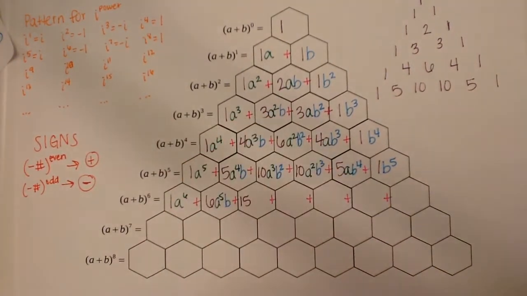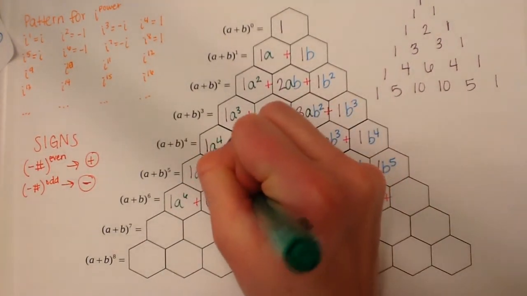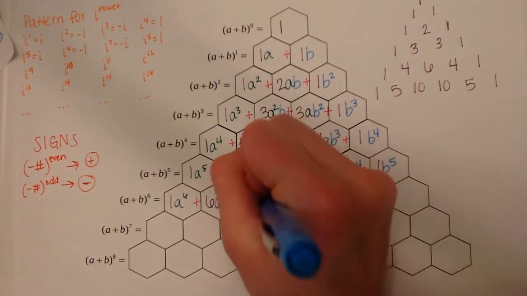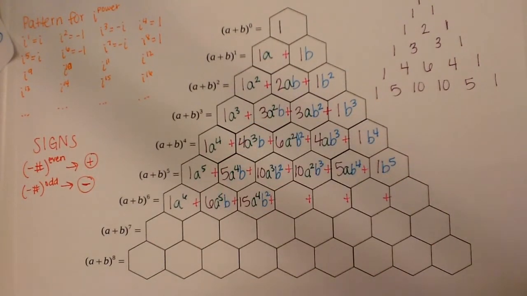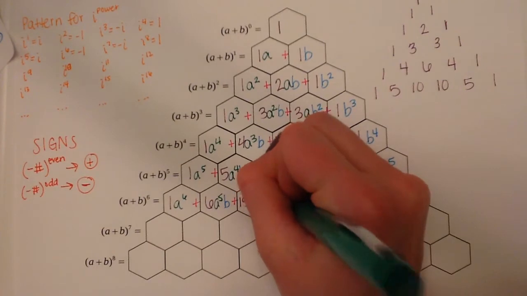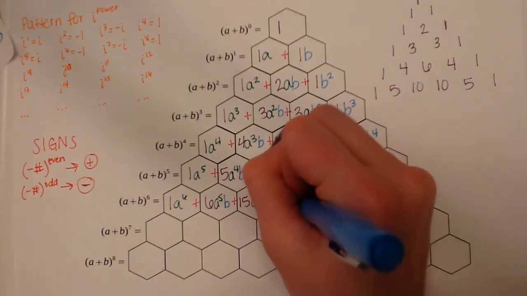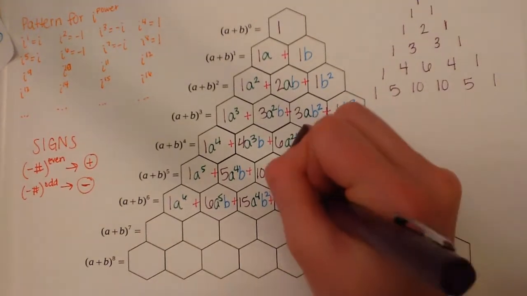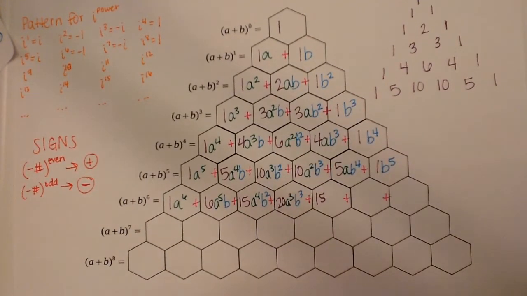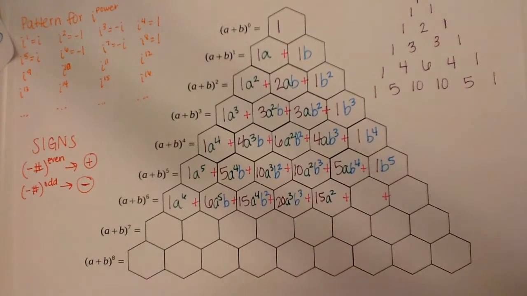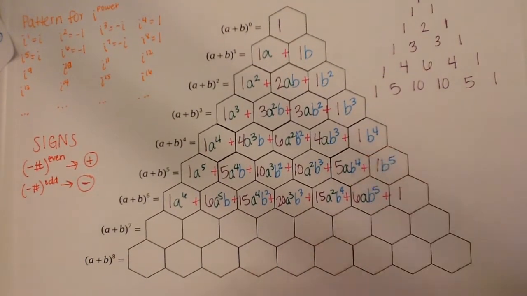plus 15 a to the fourth b squared. Then we have plus 20 a to the third b to the third plus 15 a squared b to the fourth plus 6 a times b to the fifth plus 1 b to the sixth.